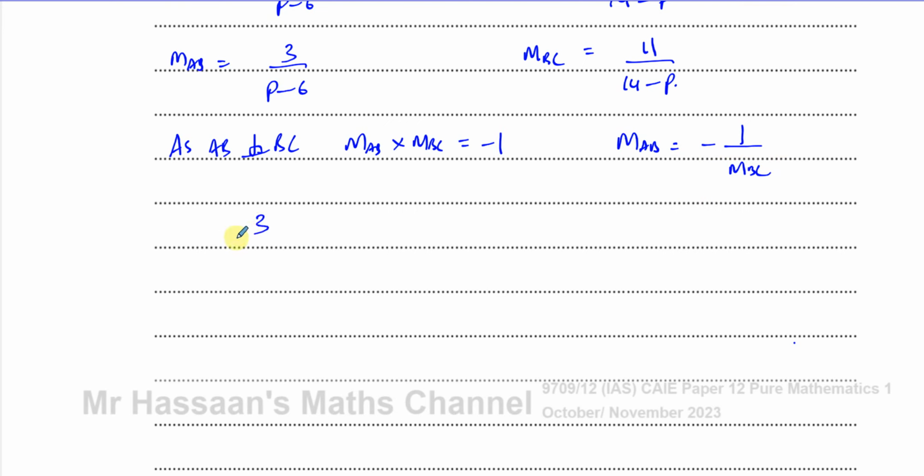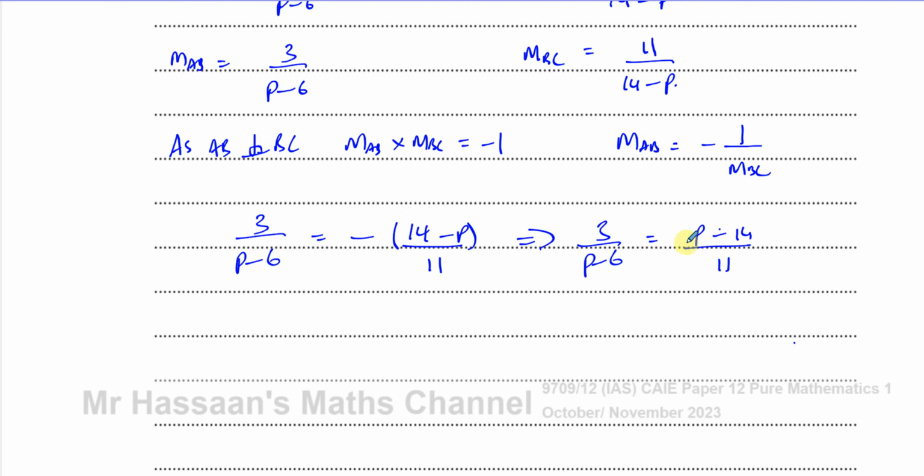So I can say 3 over P minus 6 must be equal to minus the opposite, which is 14 minus P over 11. So I've written this as a reciprocal, and I've changed the sign. This is like -1 times this fraction, so it's like -1 over 1 times this. So you end up with P minus 14 over 11. So you end up here with 3 over P minus 6 is equal to P minus 14 over 11. You multiply that -1 with the 14 and the P. Minus P gives you plus P and minus 14.